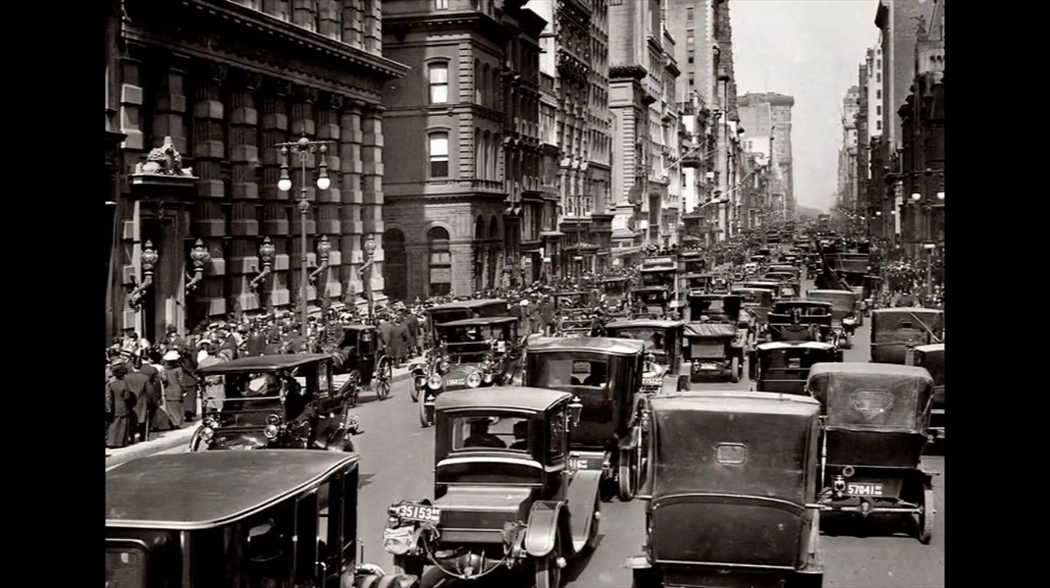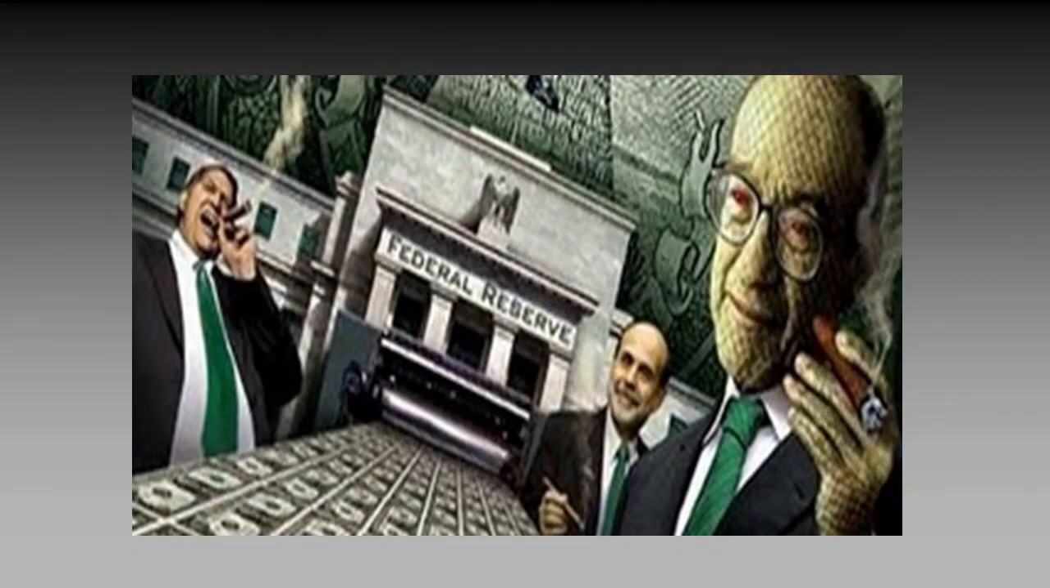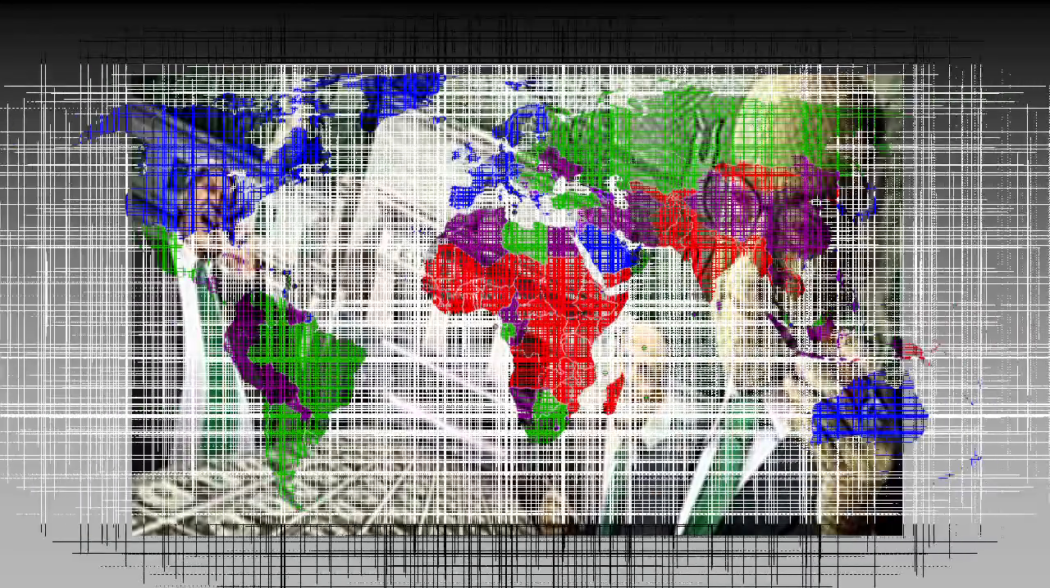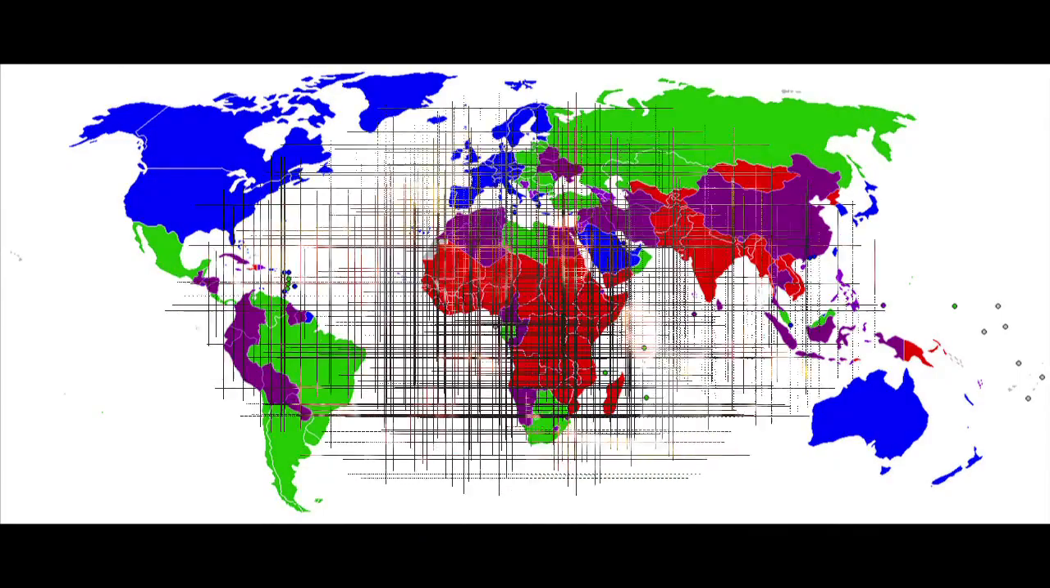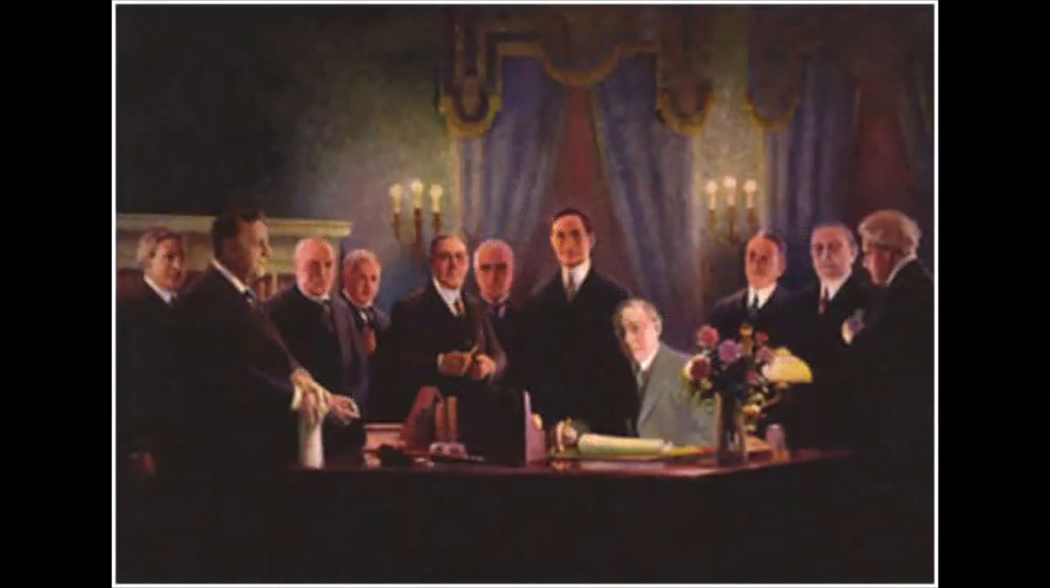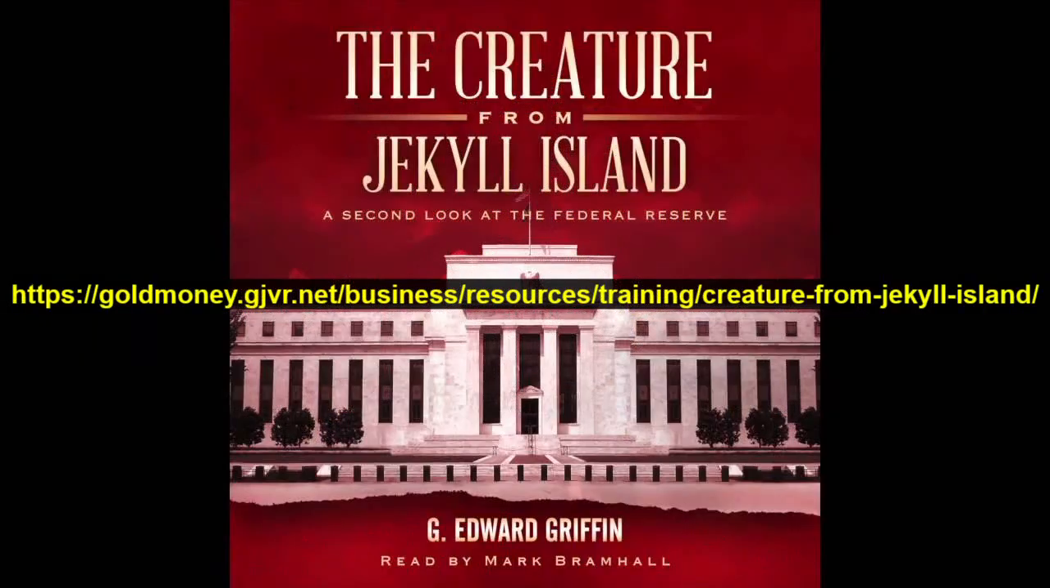But back to what happened in 1913. You see, it was then that our current financial system was created by the American Federal Reserve and almost immediately spread to every central bank throughout the world, placing control of our economies in the hands of a few powerful men. The full story of this is best told in the video The Creature from Jekyll Island, which can be found at the link you see now on your screen. It's well worth a watch.